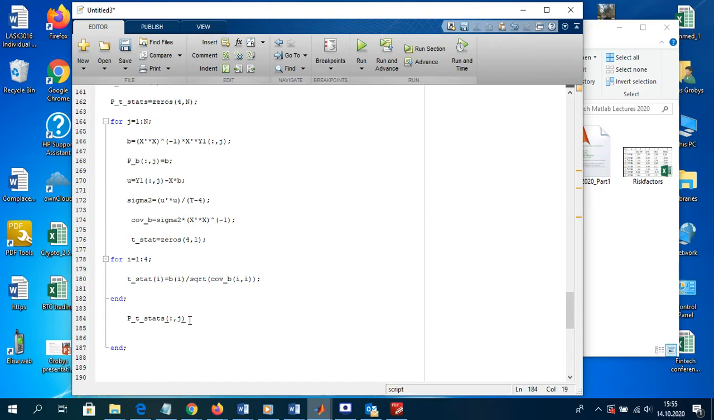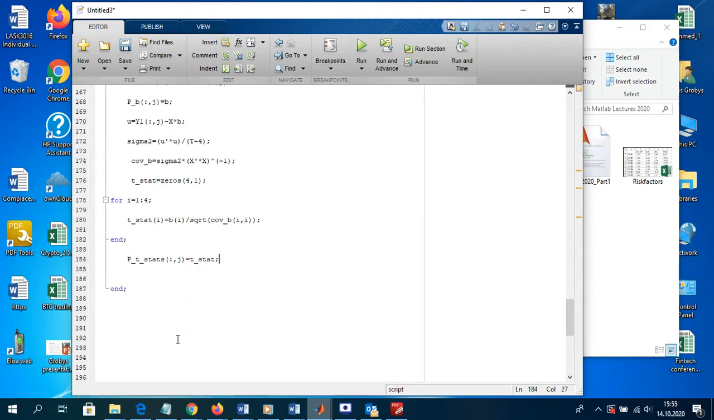We want to store the results. So what comes in here must have the dimension of 4 by 1. And obviously, this t-stat vector that we have estimated in this inner for loop also has the dimension 4 by 1, right? We know that already from our previous analysis. So we can just store our corresponding t-statistic for the current iteration in this matrix.